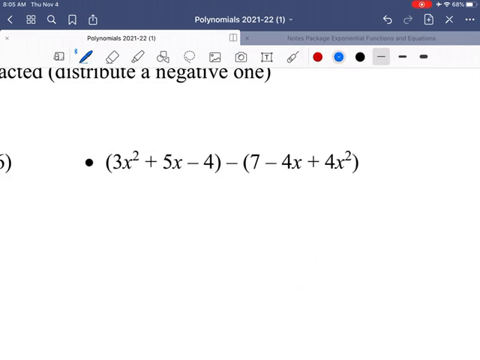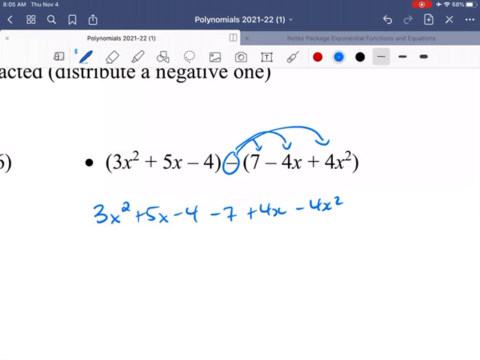Okay, the last one again, there's nothing to distribute here, a 1, but the first term is just going to remain exactly like it is. So you've got 3x squared plus 5x minus 4. Now let's distribute this negative. So the positive 7 becomes negative 7. The negative 4x becomes positive 4x. And the positive 4x squared becomes negative 4x squared.